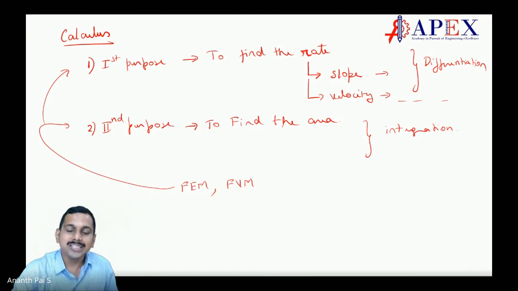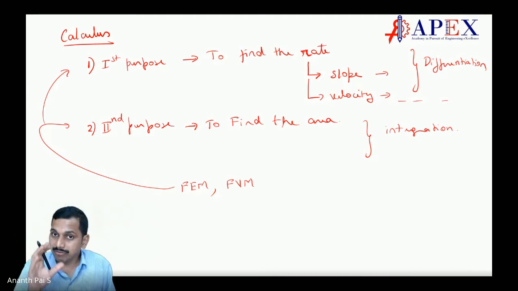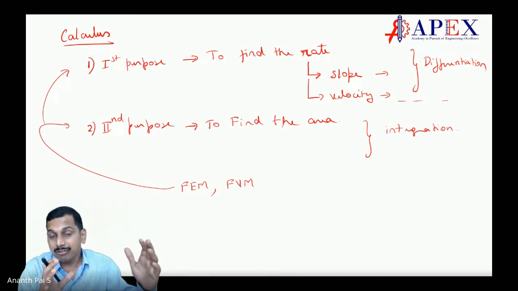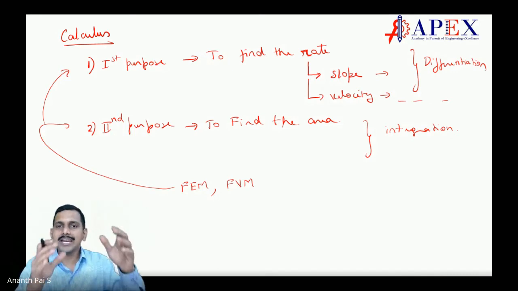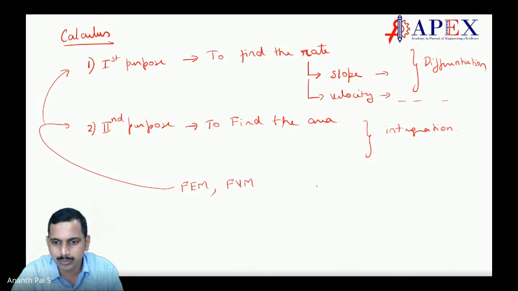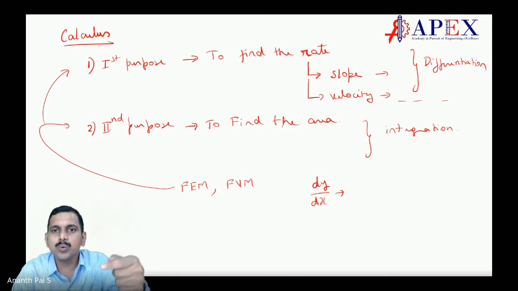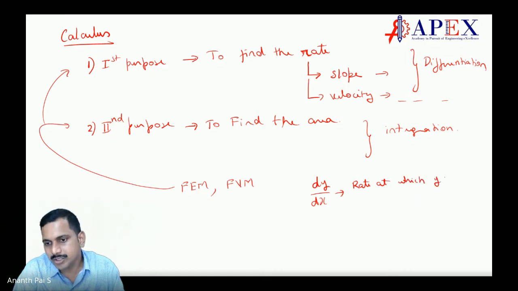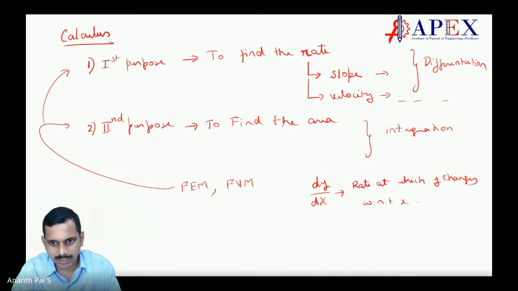There are some equations. Why do we go with differential equations? Because differential equations represent the physics, and in that physics, at the end, it is rates. When you say dy by dx, what do you mean by dy by dx? dy by dx is the rate at which y changes with respect to x, correct? That is dy by dx.